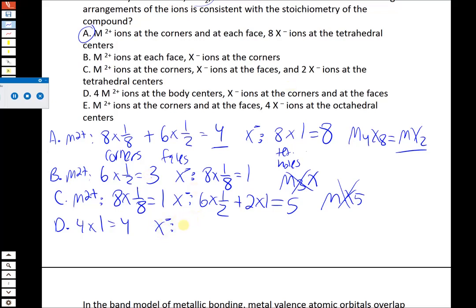So at the corners and at the faces, we would have 8 times 1/8 for the corners, and then 6 faces counting as a half, which gives us, again, 4. So this would give us M4, X4, or MX, also the wrong formula.